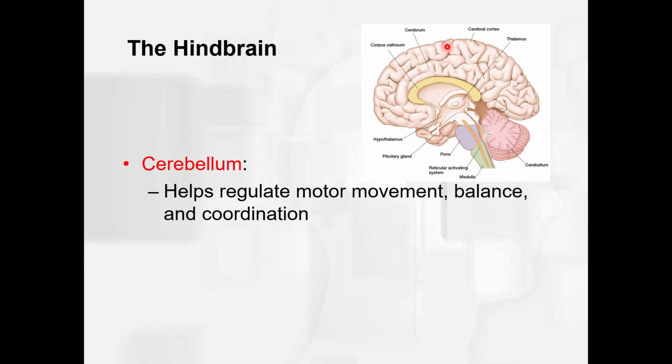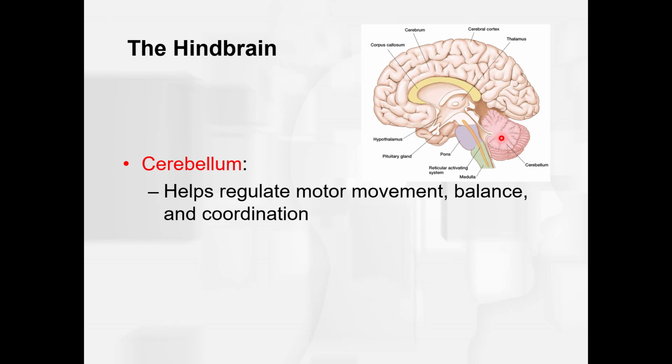So when the motor cortex issues its orders to the muscles, it also sends a copy of that information to the cerebellum. The motor cortex is going to send information down to those motor neurons in the spinal cord, but it's also going to send a copy here to the cerebellum, so it can coordinate that movement and balance. And we'll talk more about the cerebellum when we get to the movement chapter.